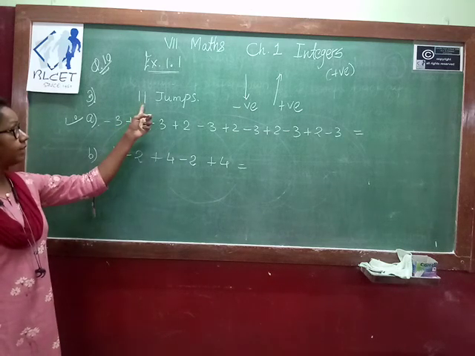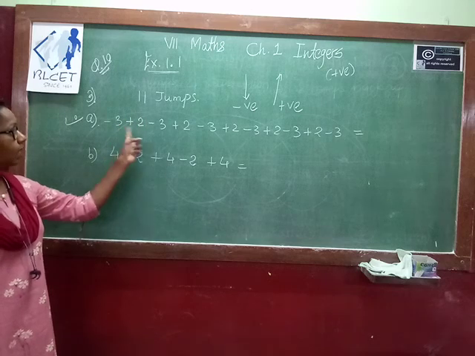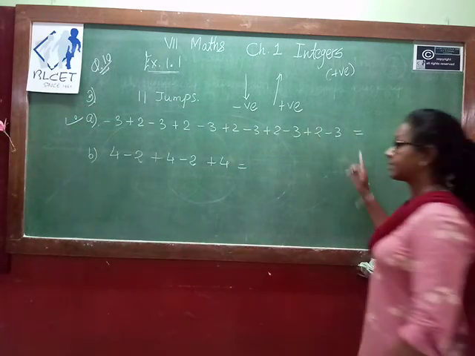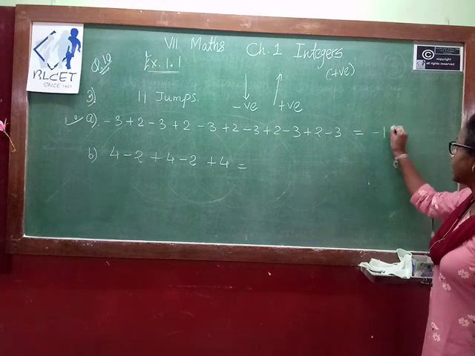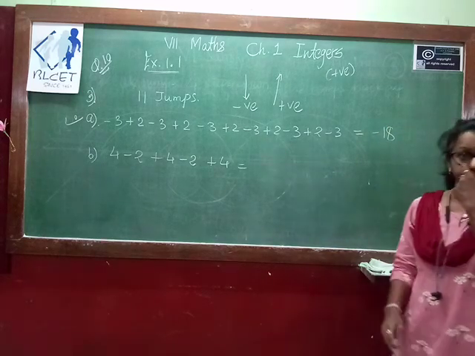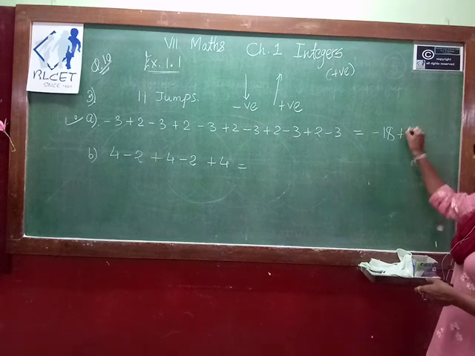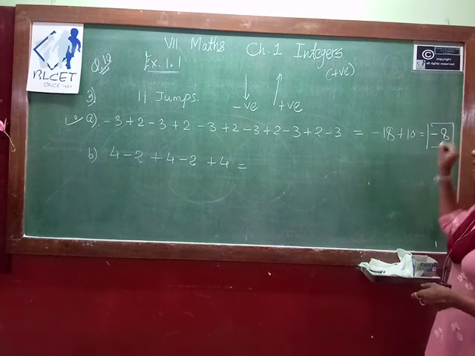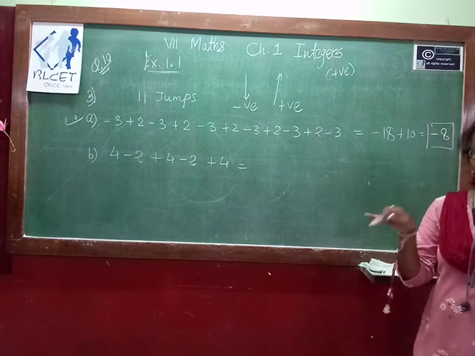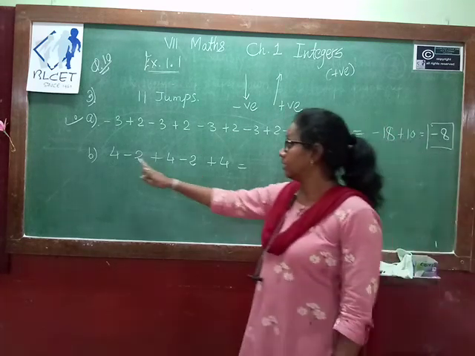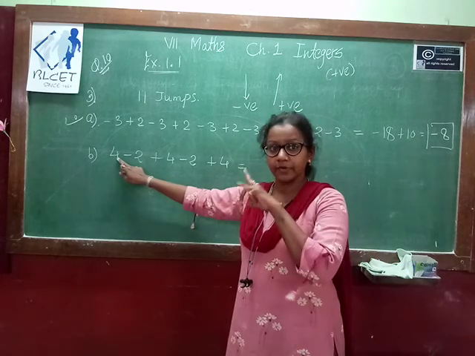So in 11 jumps, how many times is 3 repeated? 1, 2, 3, 4, 5, 6. 6 times 3 is repeated, that is 6 times 3 is 18, -18. And how many times is 2 repeated? 10 times. So this is plus 10. So -8 is given, which means this -8 represents that we are moving downward by 8 steps. Now here you are moving up steps.